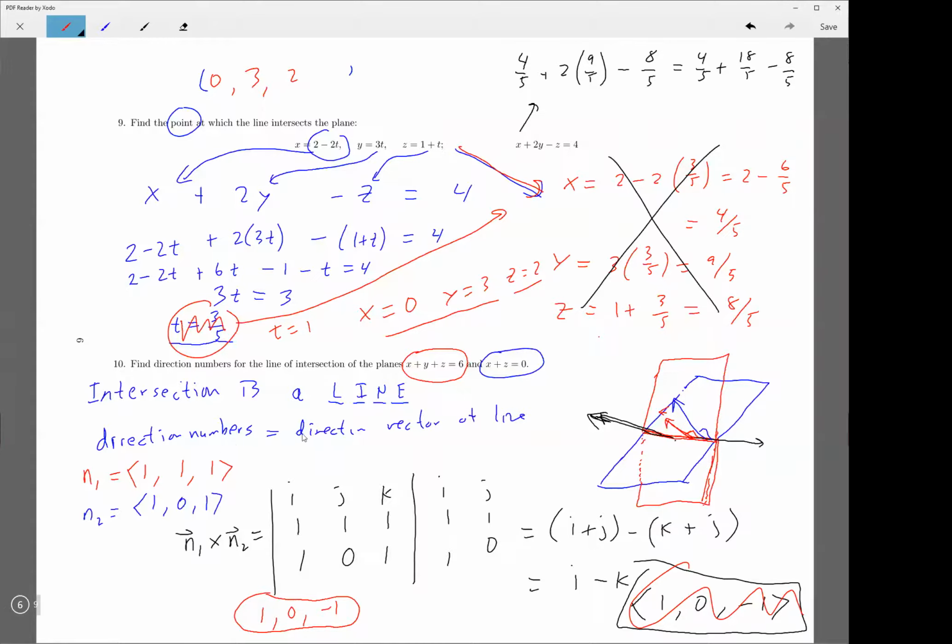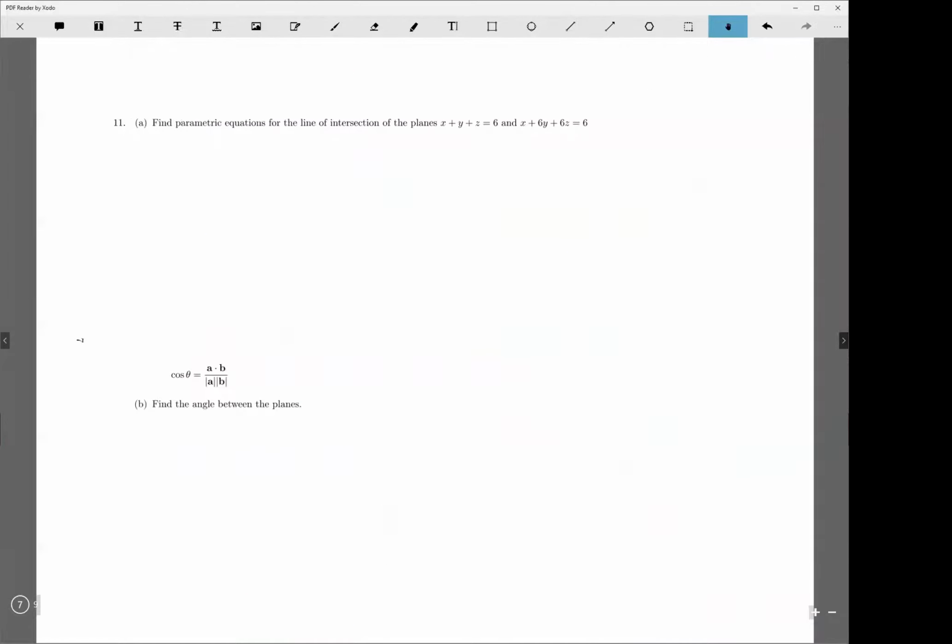So I guess the direction numbers is code for, that's just direction numbers, 1, 0, -1. It's not like writing it as a vector or anything. Okay, that's weird. So just write the numbers like that and you're good.